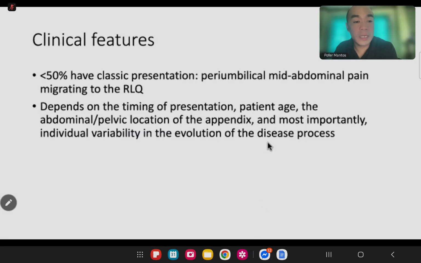Okay, so the classical presentation of appendicitis is onset of pain initially at the periumbilical or the mid-abdomen, and then it migrates to the right lower quadrant. However, this may not be present in all patients with appendicitis. So you have to do a good history and PE for these patients, and if you're really that suspicious, imaging can really help to diagnose appendicitis.